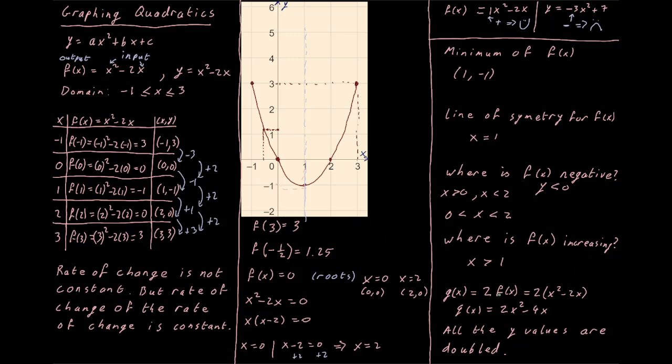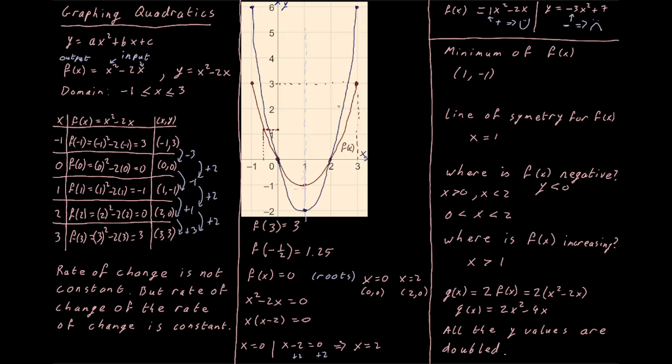Now we can also look at modifications to our f of x curve or any quadratic curve. If we had the function g of x and we're going to say it's twice the output of the f of x function, that would be 2 times x squared minus 2x. So the g of x function is going to be 2x squared minus 4x. So the g of x function is double the f of x function. So what would that look like when we graphed it? I'm going to draw that now.